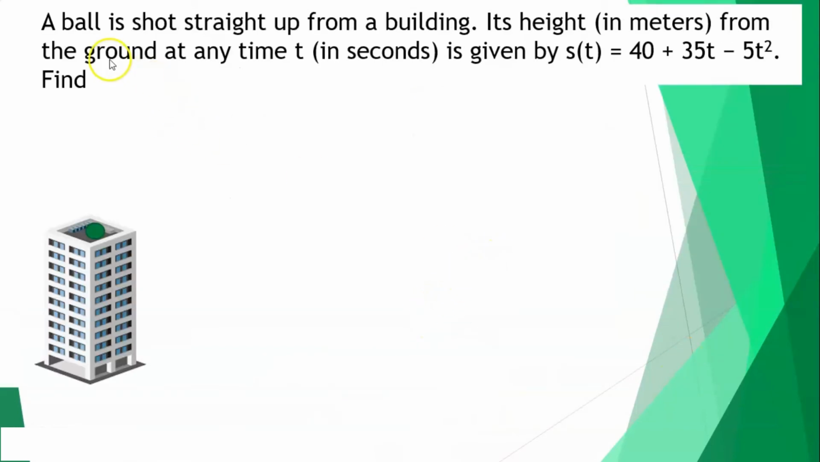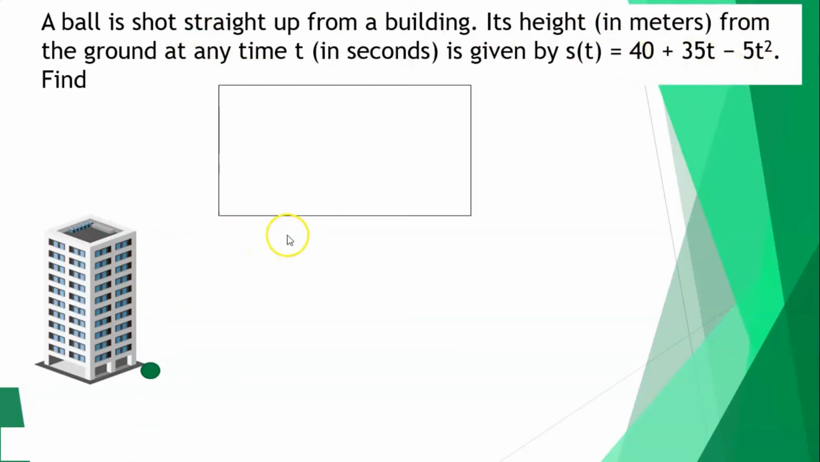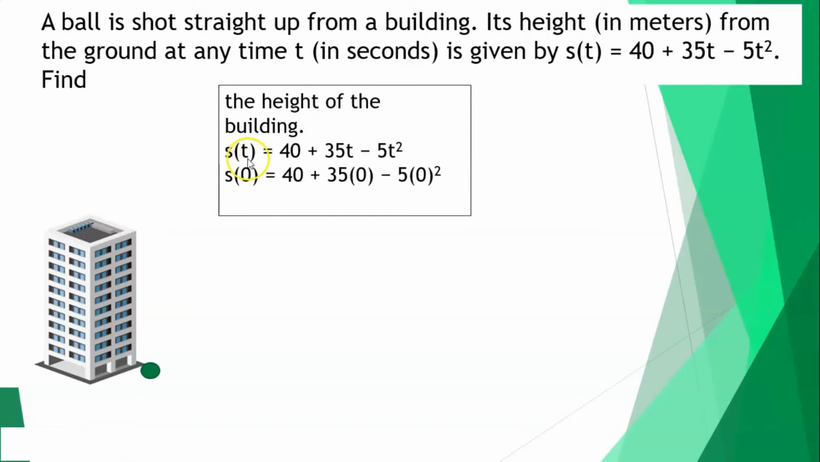Now let's have this. A ball is shot straight up from a building. Then its height in meters from the ground at any time is given by this one. Number 1, find the height of the building. From the starting point, you did not release the ball yet, so the time is 0. So substitute t as 0. With that, the building is 40 meters in height.